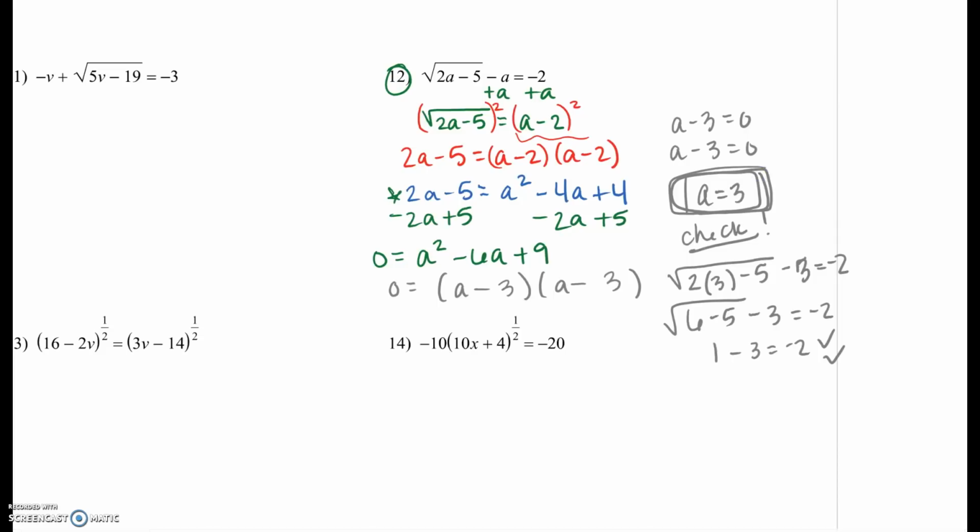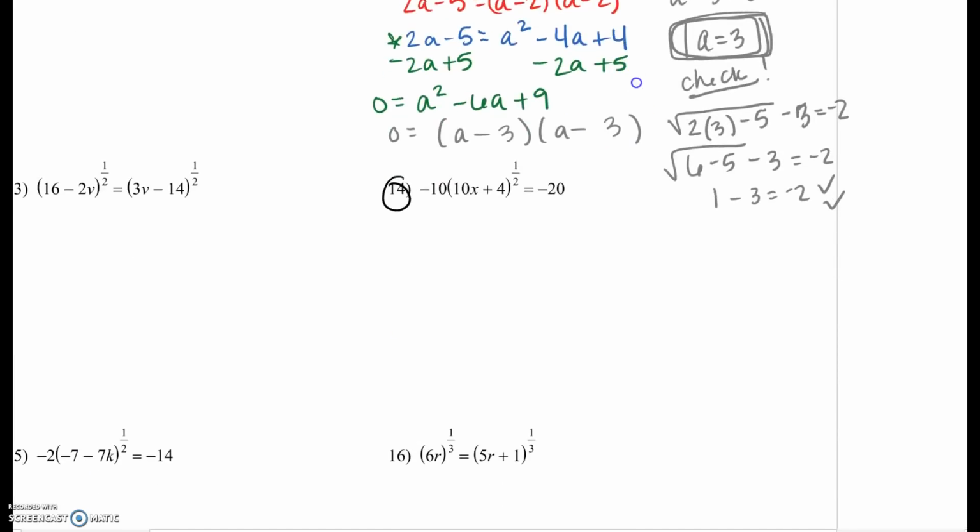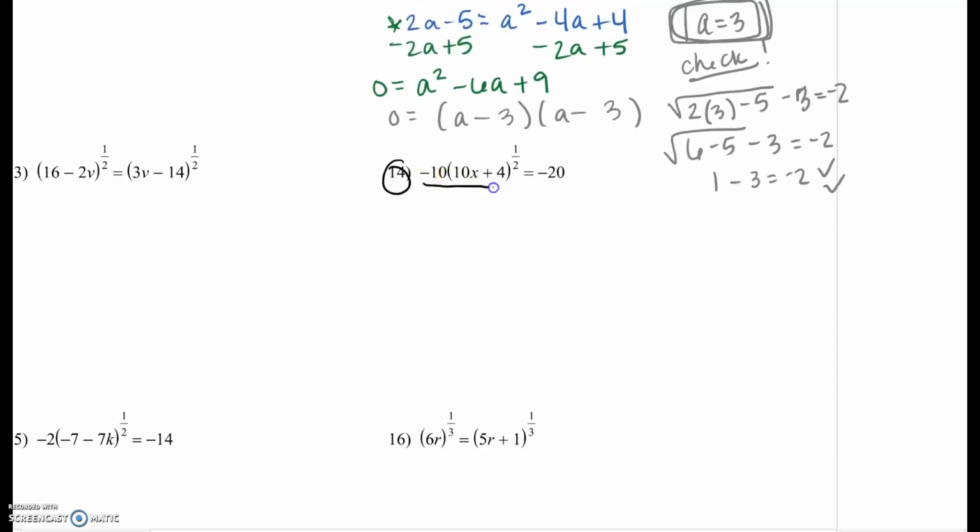Okay, let's go ahead and dive into 14. It's the last one we're going to do. Okay, the first thing I want to do is divide by a negative 10, because I'm trying to isolate this piece here, and I want to get rid of this negative 10. And so if I divide both sides by negative 10, I get 10x plus 4 to the 1/2 equals 2.